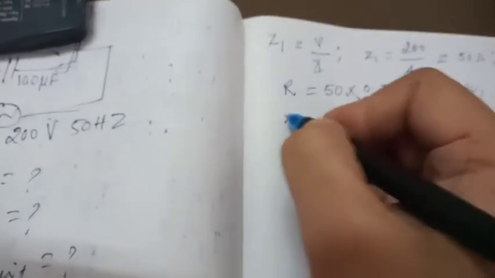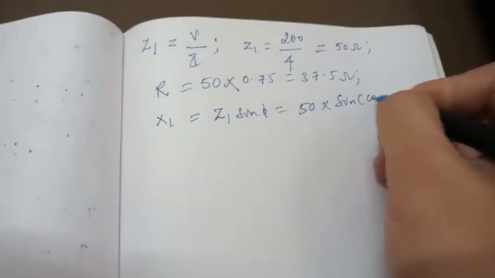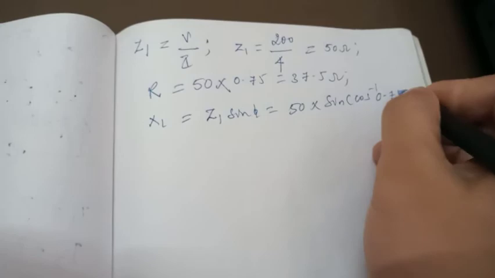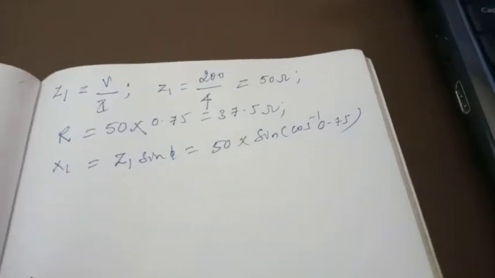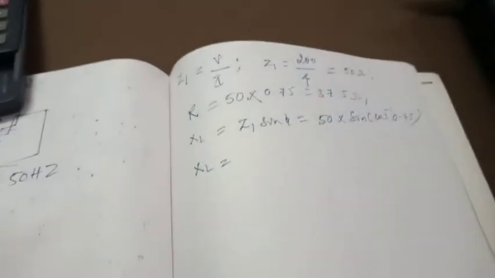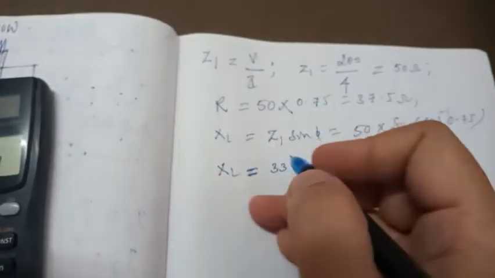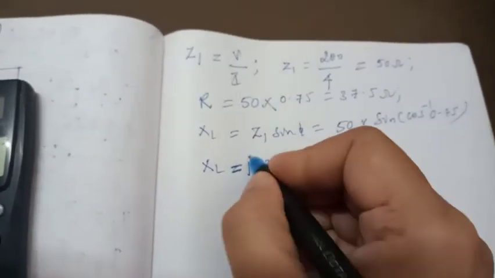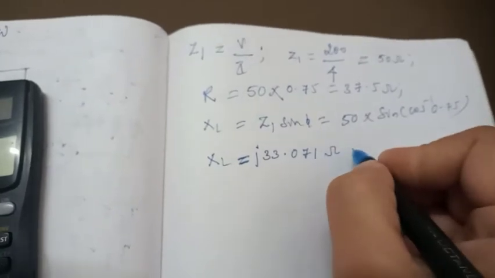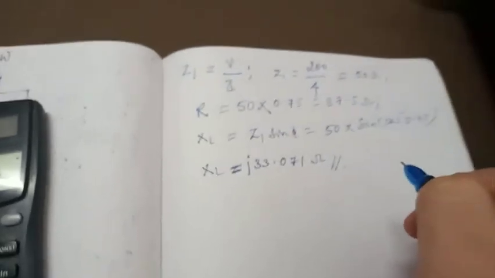Okay, next what I have to calculate? XL. XL is equal to Z1 into sin phi, right? So Z1 is 50 into sine of cos inverse of 0.75. So XL is equal to 33.071. It is a coil, it is inductive, so it is plus j ohm, plus j 33.071 ohms. So this is the inductive reactance.